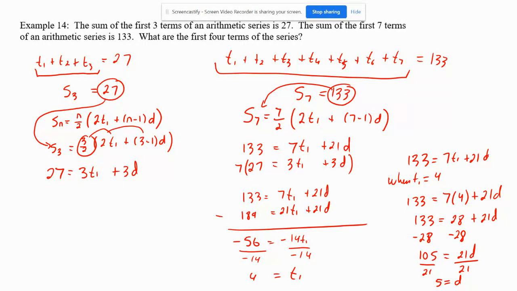So if I'm looking at this sequence, the question's asking us for the first 4 terms of the series. Well, our first term we figured out, t1, is 4. If our common difference is 5, that means this is a 9, this is a 14, and that means this is a 19. So 4, 9, 14, 19 are going to be the first 4 terms of the series.